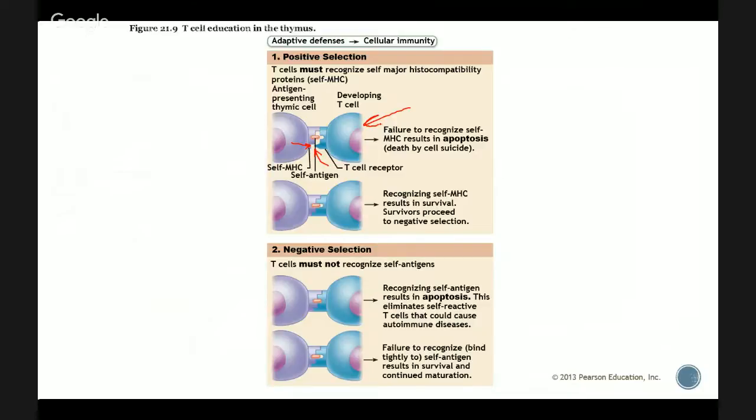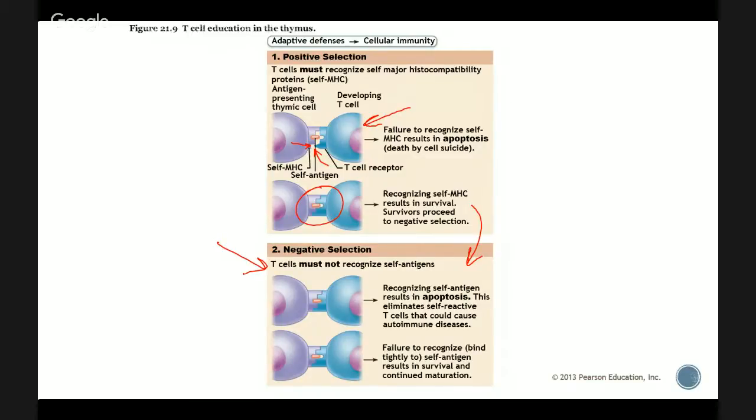Because a T cell has to bind to the self MHC proteins in order to become active. All right? So it has to be able to do this. If it does, if it fits, then we go on to the next step, which is negative selection. What we want is that the cell does not recognize its self-antigen.